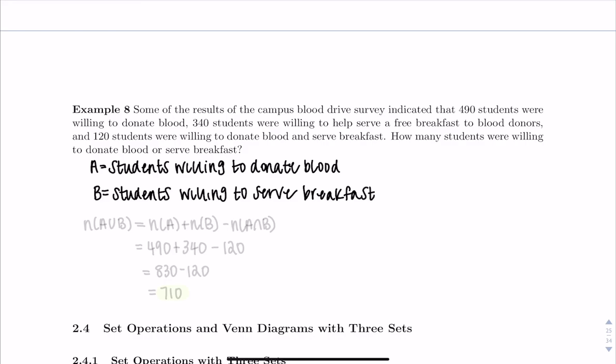And so the cardinality of people willing to donate or serve would be the cardinality of A union B, which is the cardinality of A, plus the cardinality of B, minus the intersection. And so there were 490 people willing to donate blood, and 340 willing to serve breakfast, and there were 120 willing to do both. And so we get 830 minus 120, which gives me a total of 710 students.